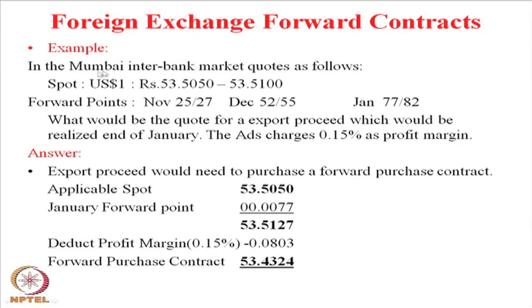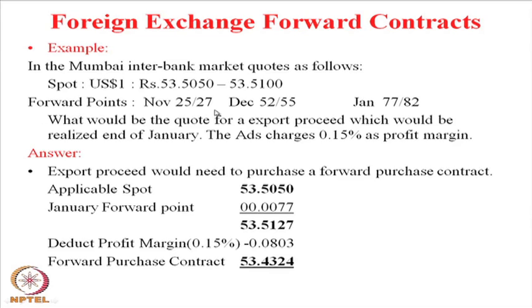in the Mumbai interbank market, the dollar is quoting as spot market $1 is 53.5050 and 53.5100. If you buy a forward contract, if you buy a foreign currency, then you have to pay 53.51. You have to sell US dollar, you will get 53.5050. And forward points for November 25-27, for December 52-55 and for January 77-82. What does it mean? Forward points are given.